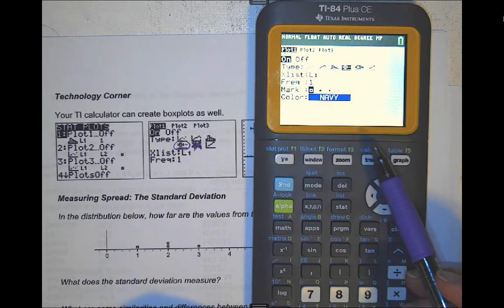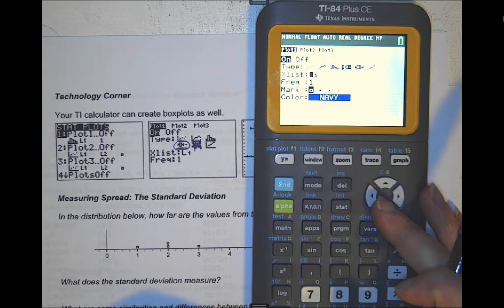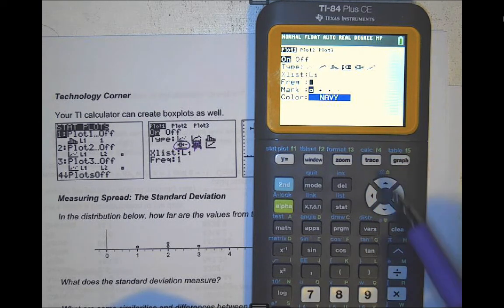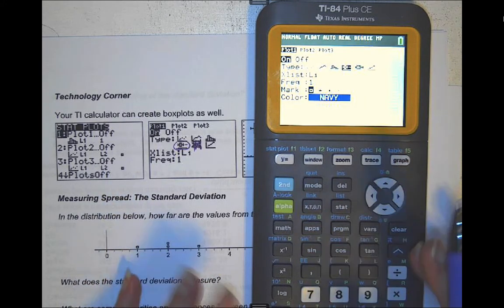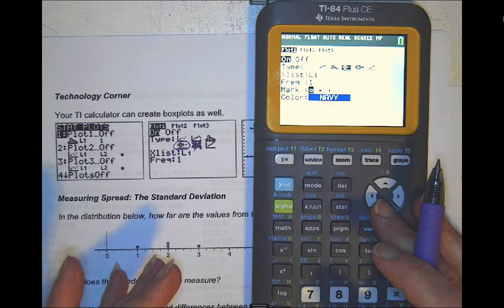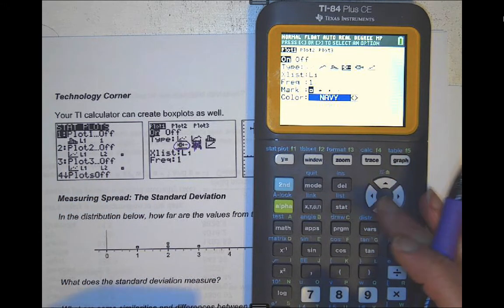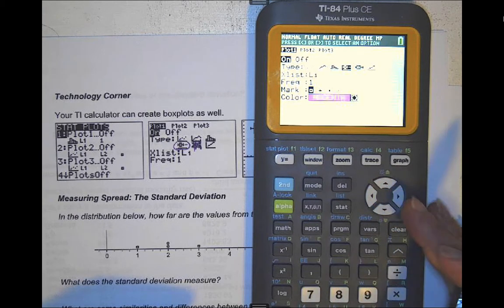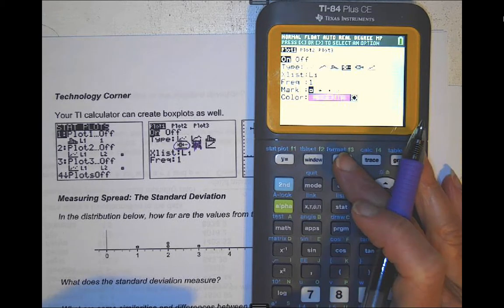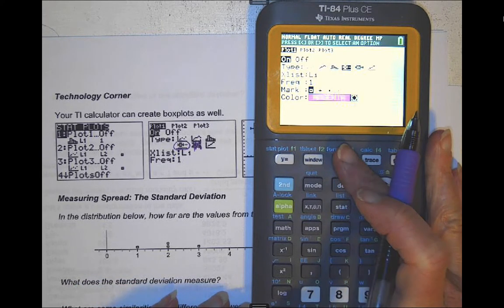The X list is where my data is, and my data is currently in list 1. The frequency is the weighting, and I want to leave that as 1. The mark is just marking if there's an outlier or not. I'm going to pick where the outlier is, but you can pick whatever one you want. Again, for color, you can do whatever color you like. And then our favorite zoom in stats class is that Zoom 9.